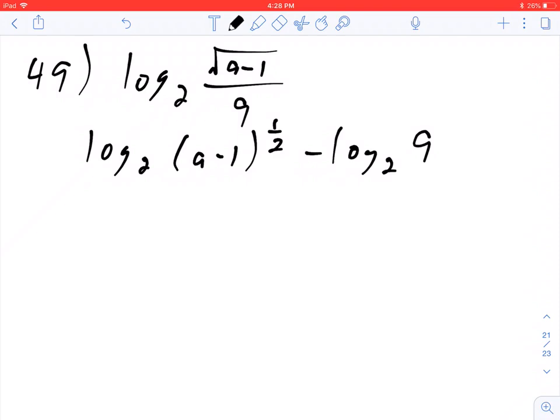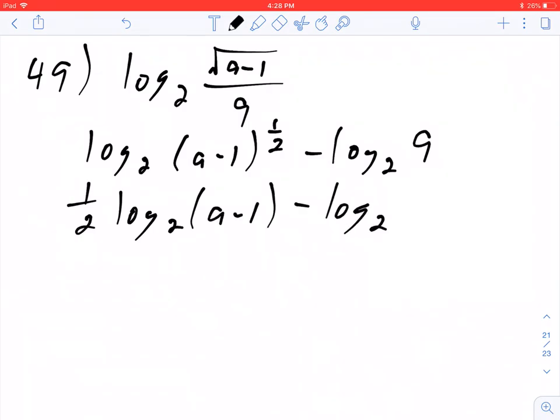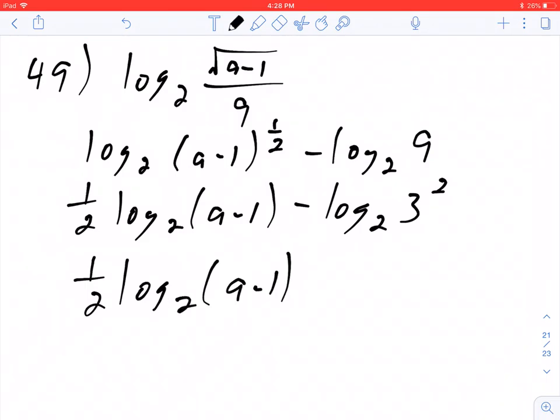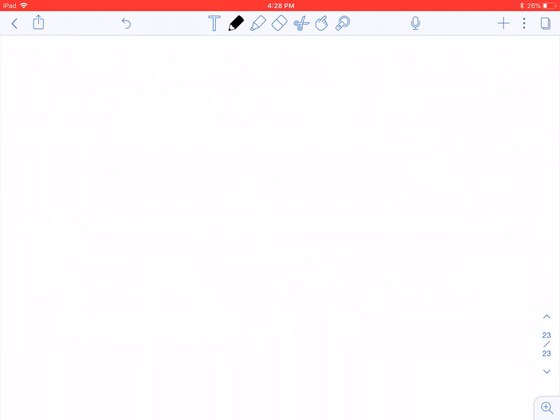The 9, I'll show you, the 1/2 is going to come out forward in front of the log like this, and we're going to have a minus 1. And then we have log base 2 of 3 squared, and that's going to allow us to bring the squared down. So we're going to have 1/2 log base 2 of a minus 1 minus 2 log base 2 of 3. So just, again, practicing with the log properties as we work through this.